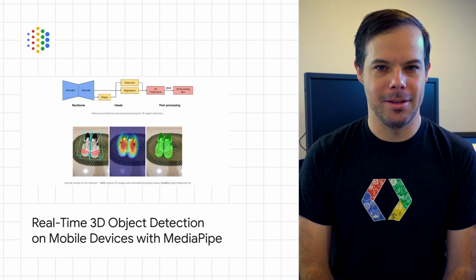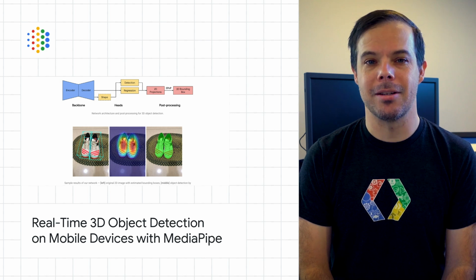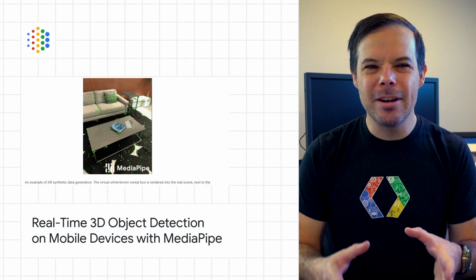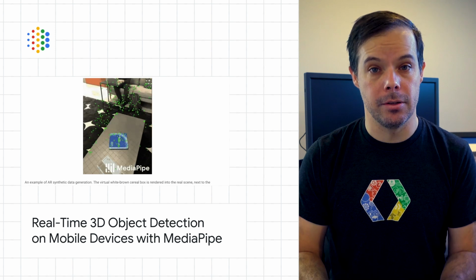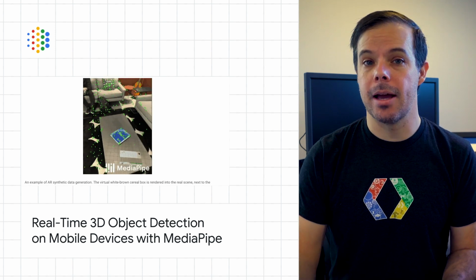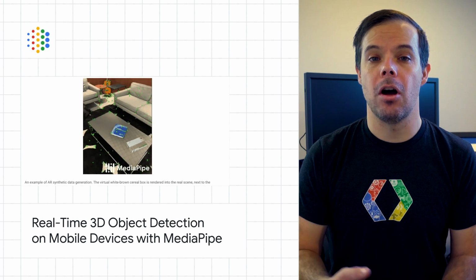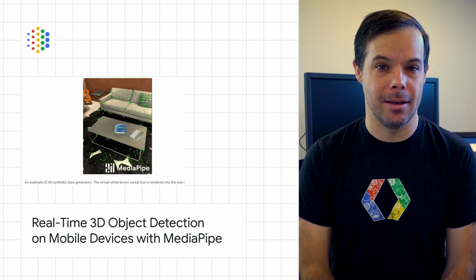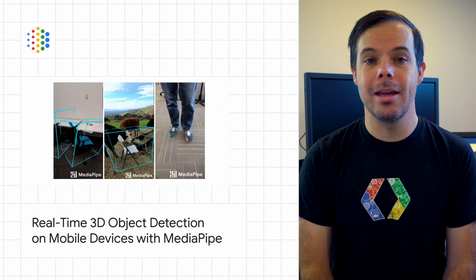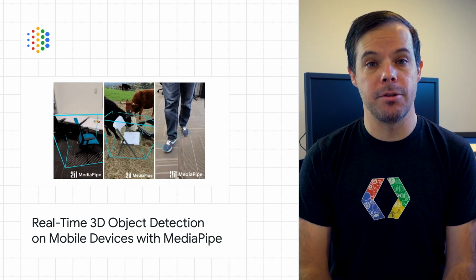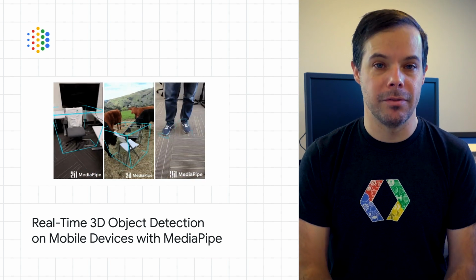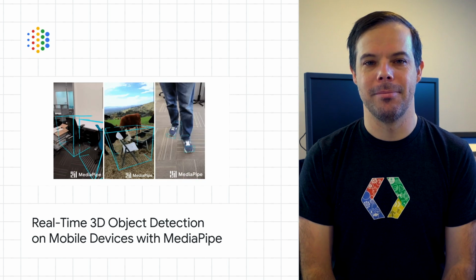MediaPipe Objectron is a mobile, real-time 3D object detection pipeline that detects everyday objects in 2D images, estimating their poses and sizes through a machine learning model trained on a newly created 3D dataset. Objectron computes oriented 3D bounding boxes of objects in real time on mobile devices. Check out the post to learn more.